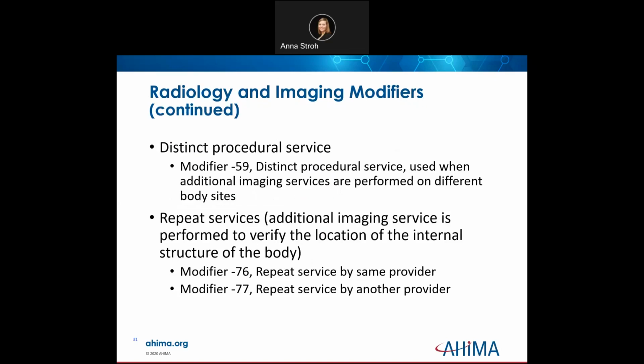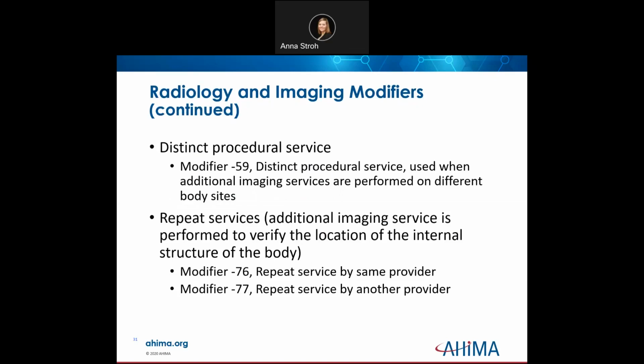Distinct procedure service. This is the fun modifier that's driving everyone crazy. And just know that it drives experienced coders crazy as well, so it's not just for new learners. But modifier 59 is a distinct procedural service used when additional imaging services are performed on different body sites.